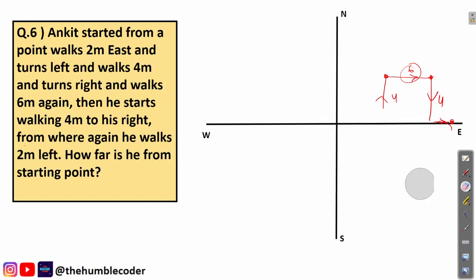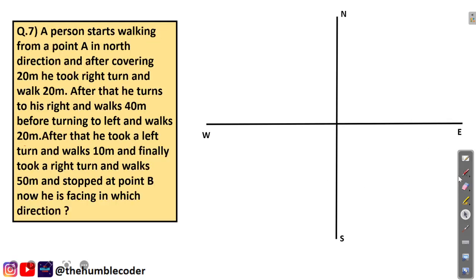Let's move ahead with our next question now. So this question is, a person starts walking from a point A in the north direction. So this is the starting point, that is A, and the person is walking in the north direction, and after covering 20 meters, so this much, this is his current position. He took the right turn and walked 20 meters.